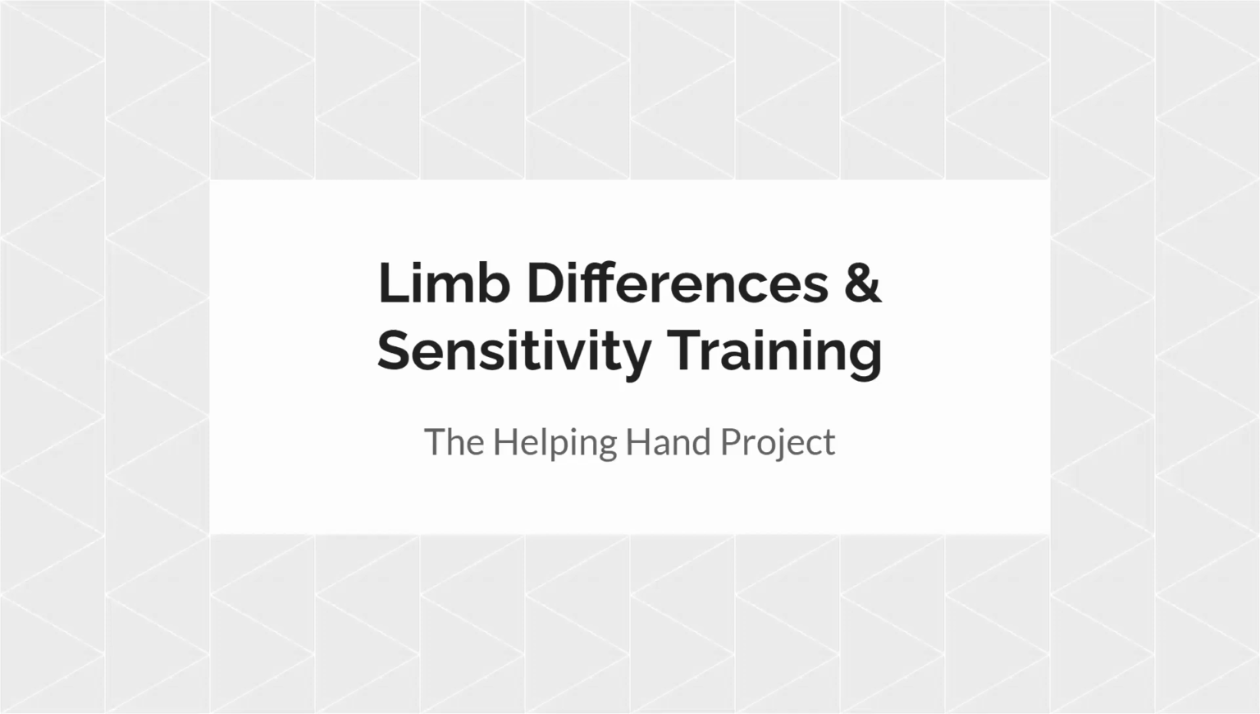Hi, everybody. I'm Akshata Kakade, the 2023-2024 support chair of the NCSU chapter of the Helping Hand Project. Today, I and the rest of my support team will be giving you a sensitivity training on how to interact with members of the upper limb difference community.